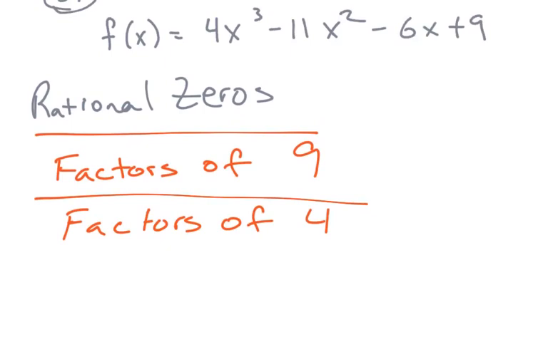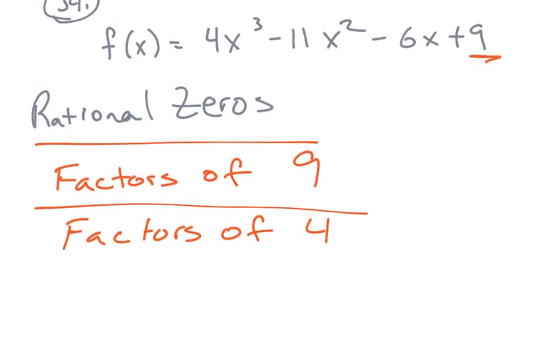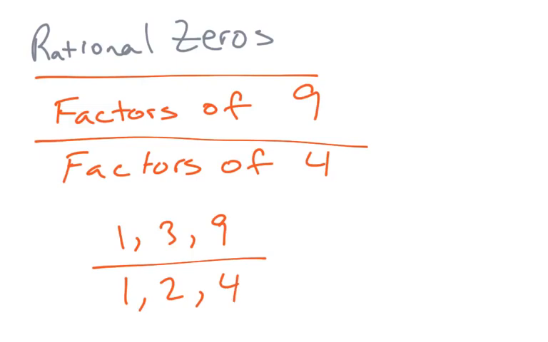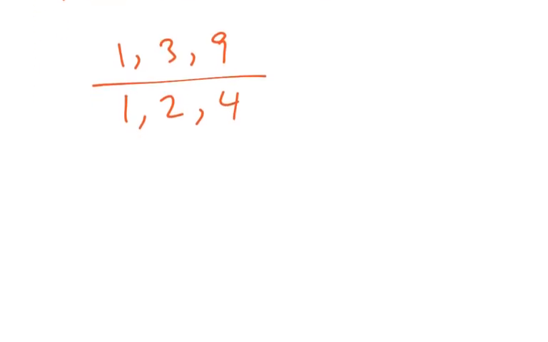That is just a fancy way of saying you take the factors of the back number divided by the factors of the front number when this is written from highest exponent to lowest exponent. Okay, so what are the factors of 9? 1, 3, and 9. What are the factors of 4? 1, 2, and 4. And by the way, this is all plus or minus.